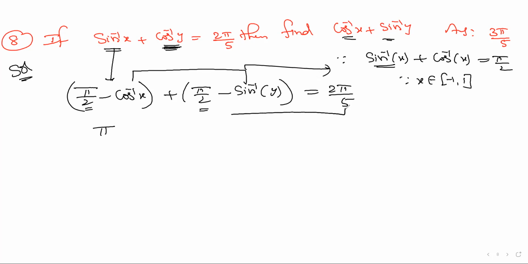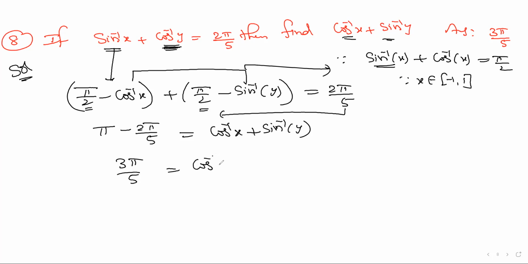Here 2 pi by 5, bringing to the left side, minus 2 pi by 5 is equal to cos inverse x plus sin inverse y. Pi minus 2 pi by 5 is nothing but, after LCM, we get 3 pi by 5, equal to cos inverse x plus sin inverse y. So what is required here? The value of cos inverse x plus sin inverse y we have got is 3 pi by 5.